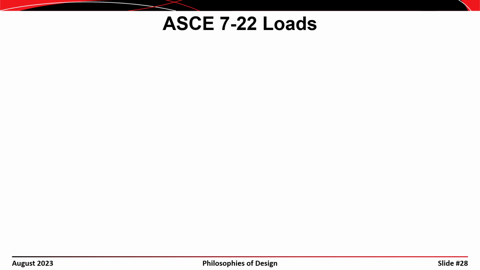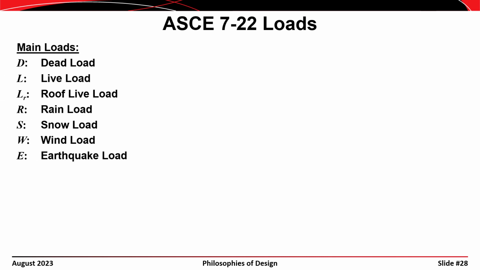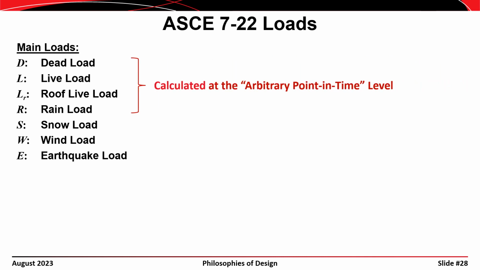So when we look at the loads as ASCE 7 presents them, we have these main loads: dead, live, roof live, the snow load, the rain load, the wind load, and the earthquake loads. When you calculate these loads per ASCE 7 standards, the first 4 or 5 are calculated as arbitrary point in time loads. So if we calculate the live load or the dead load that's on the structure, you're typically calculating the load levels that you would expect on any given day.